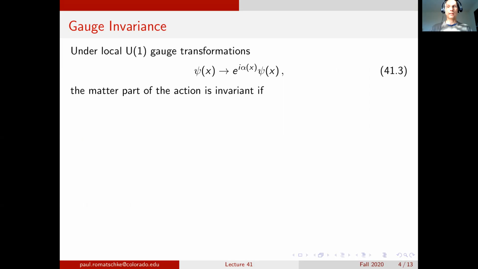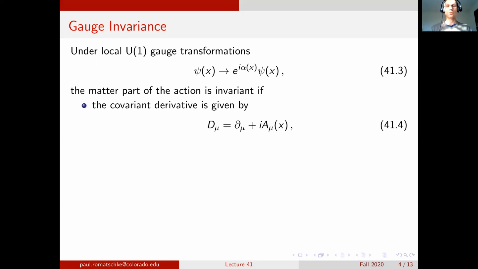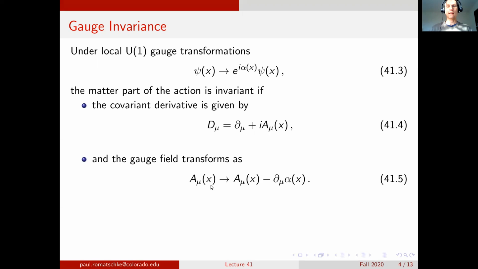Recall that we started from an action that was invariant under local U1 gauge transformations. These are transformations that take psi and send it to e to the I alpha of x psi, where alpha of x is an arbitrary function. We have discussed in lecture 35 that under this transformation, the action is invariant if the covariant derivative is given by the combination of the usual derivative plus I times the gauge field, and the gauge field transforms as A mu goes to A mu minus the derivative of this function alpha.